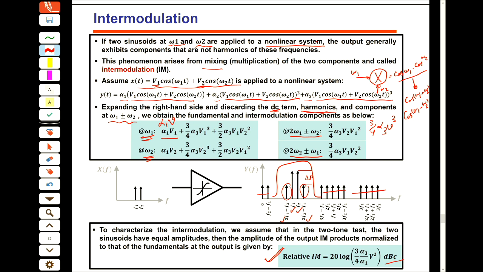What's dBc? In RF electronics, we say dB relative to carrier. We call it dBc because it is intermodulation relative to my carrier. Because this is a relative value. Clear?